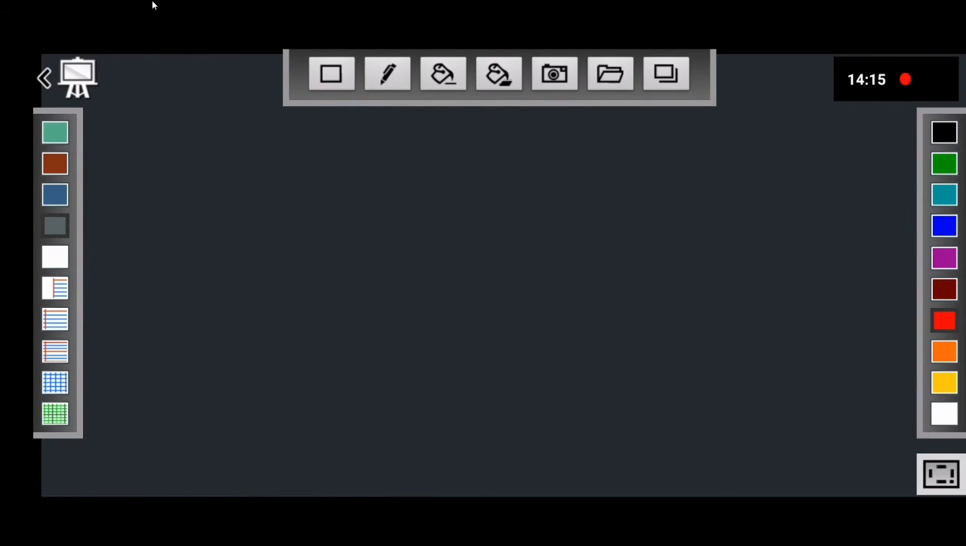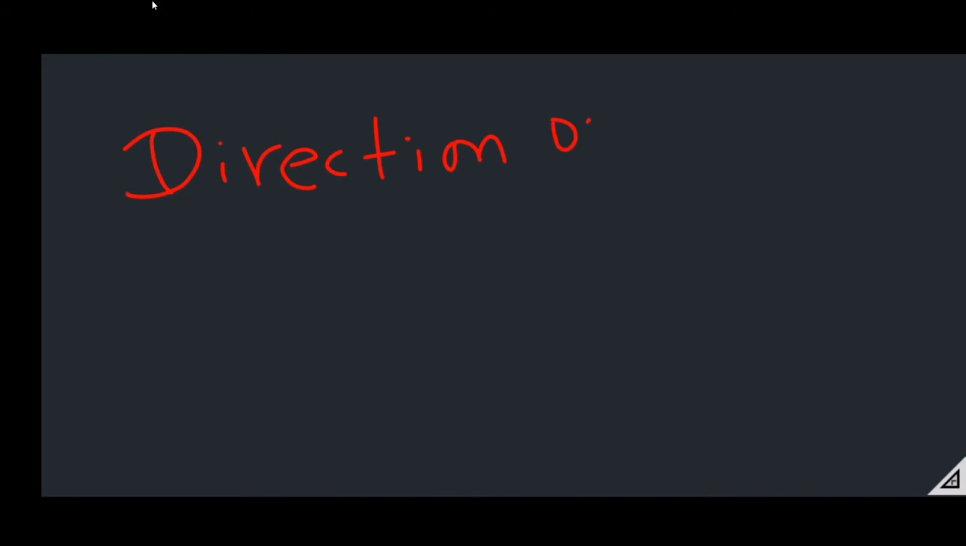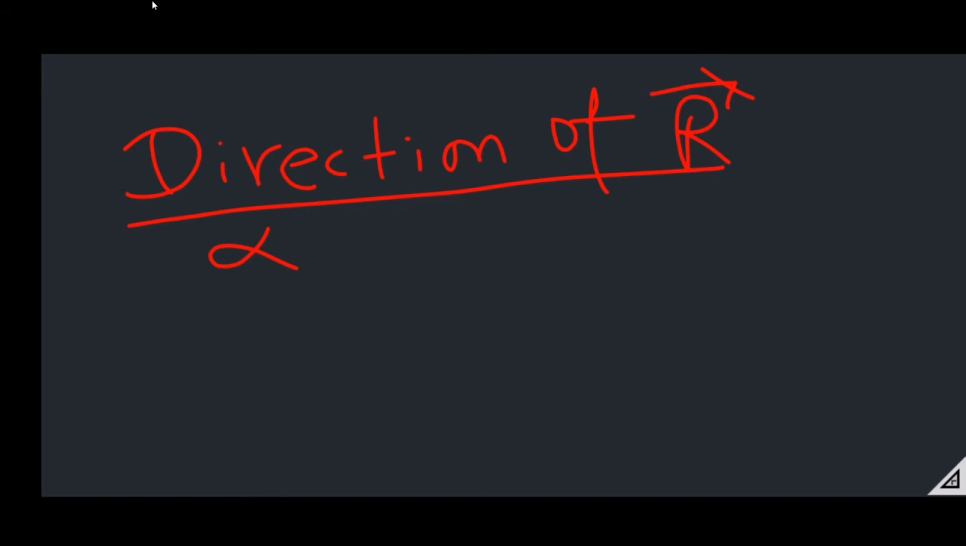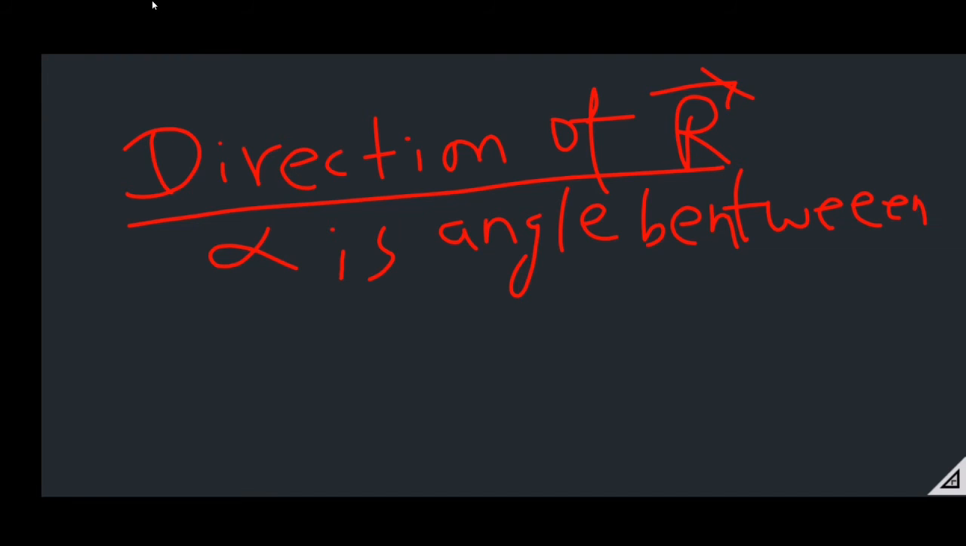So now the direction of R vector, the direction of the resultant. Let's see the direction of the resultant. In the figure, alpha is the angle between the resultant R vector and A vector, is it or not?